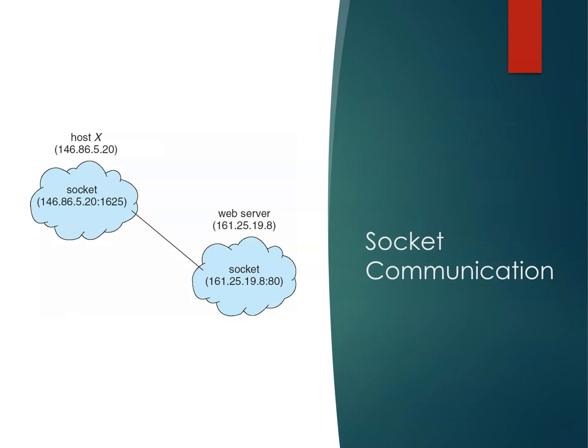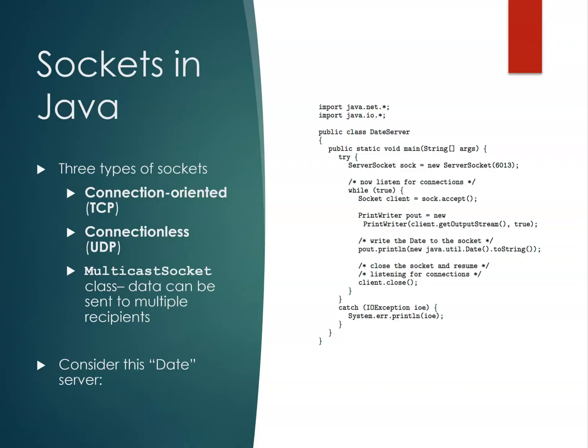So socket communication, we have a pair. In Java, there are 3 types of sockets. And in general, for TCP/IP, there is connection-oriented, which is like a phone call. Connectionless, which is like a telegram, an email. And multicast sockets, and it allows one-to-many type communications.